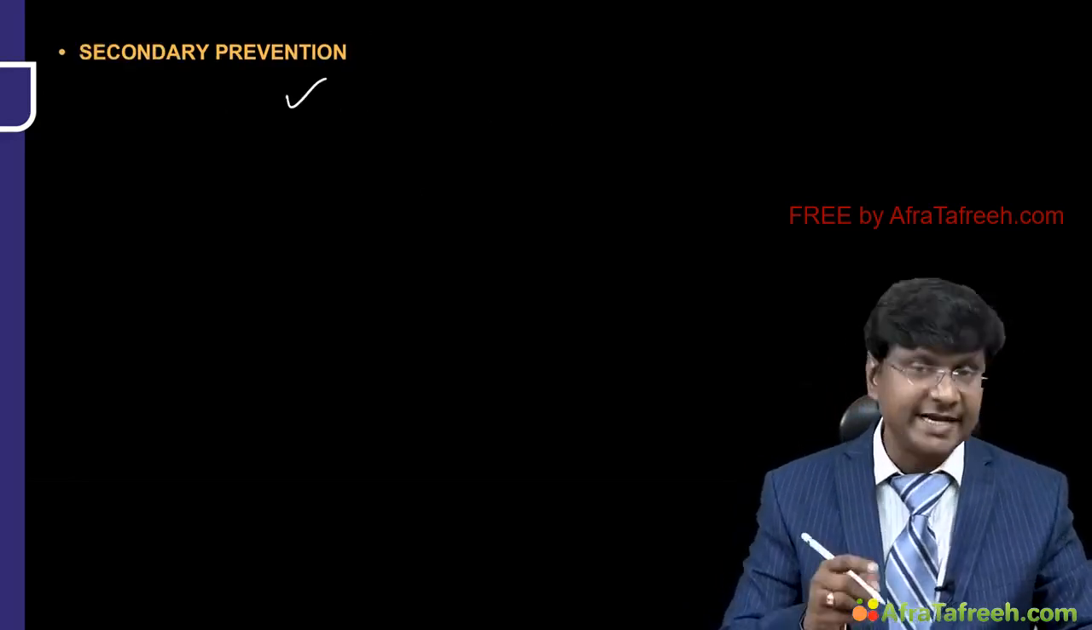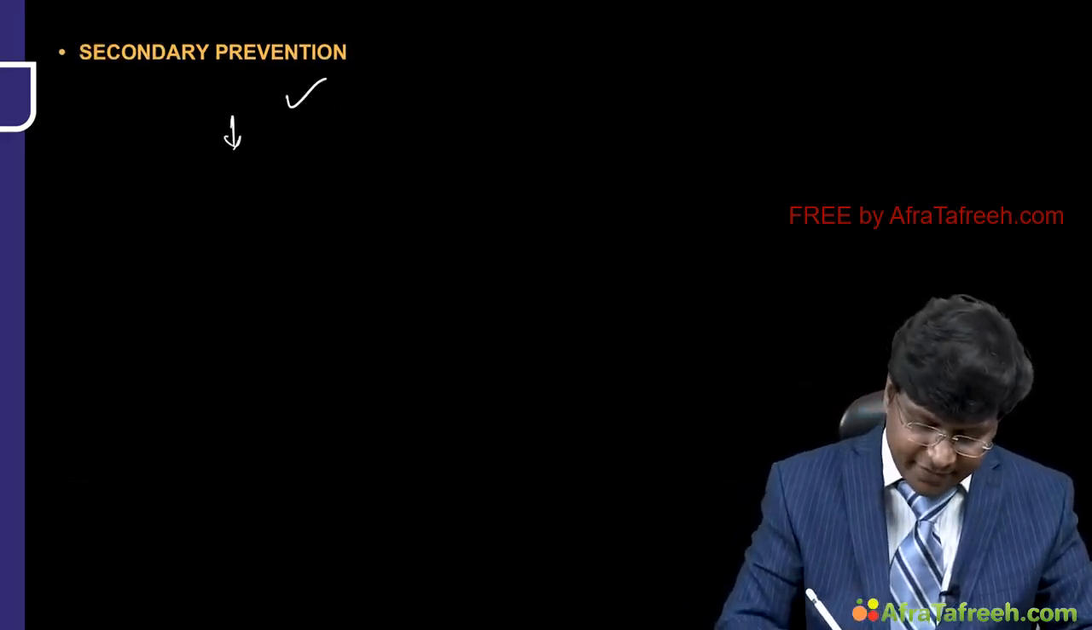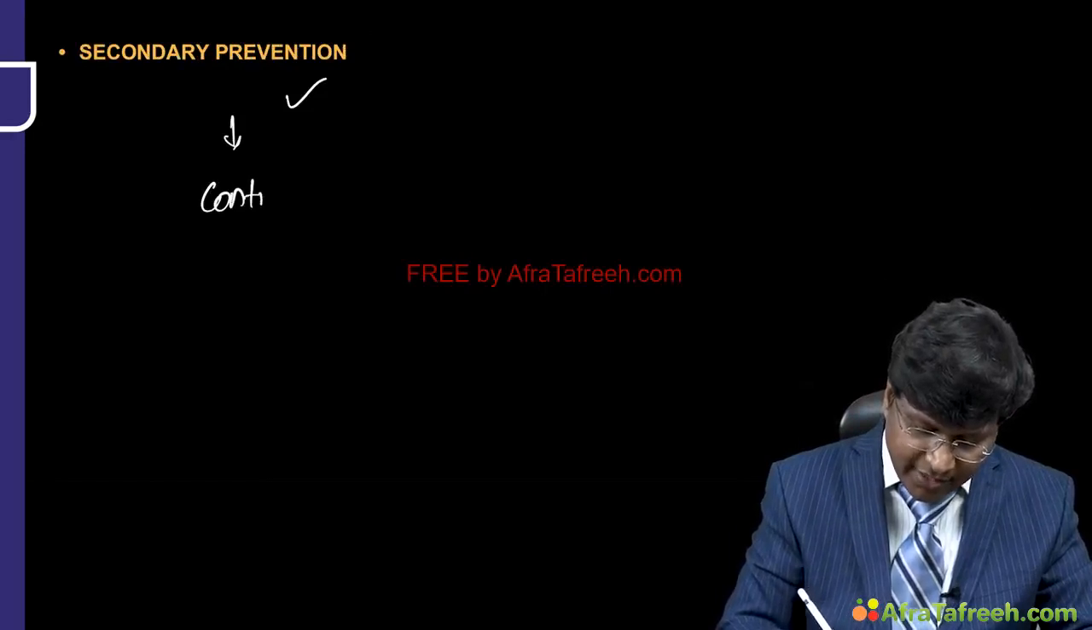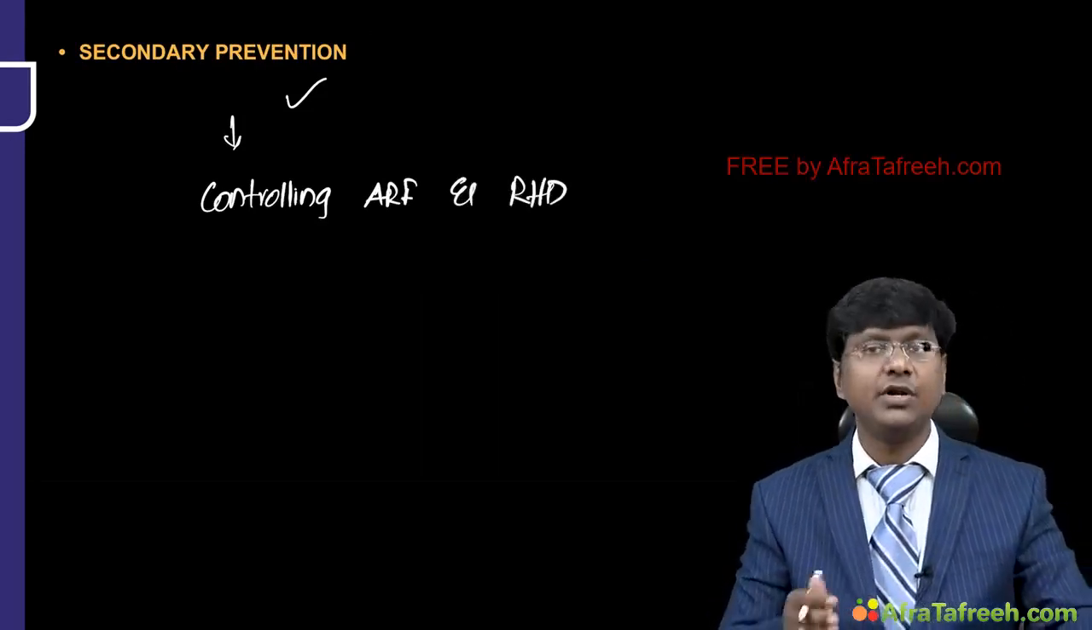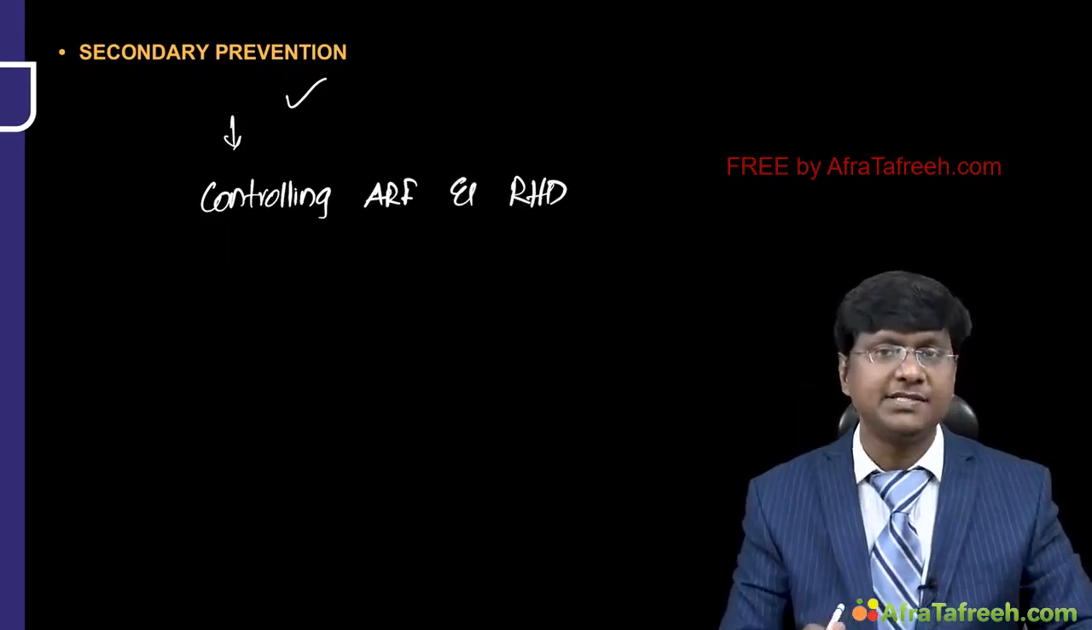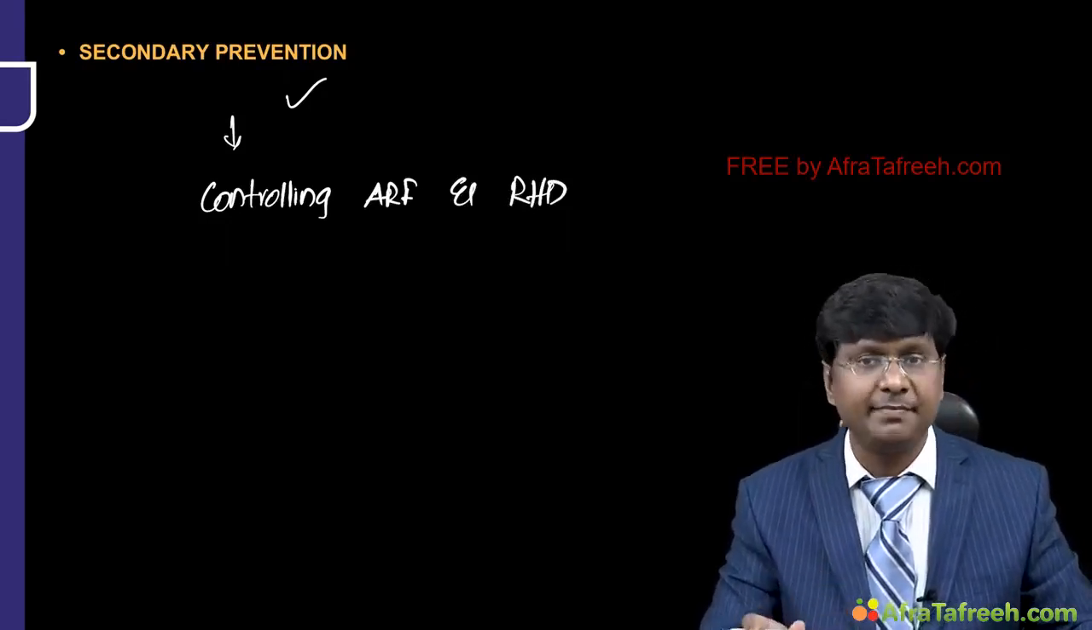Then what is your secondary prevention? Secondary prevention is controlling acute rheumatic fever and controlling rheumatic heart disease, right? Controlling acute rheumatic fever and rheumatic heart disease, that will be the secondary prevention.